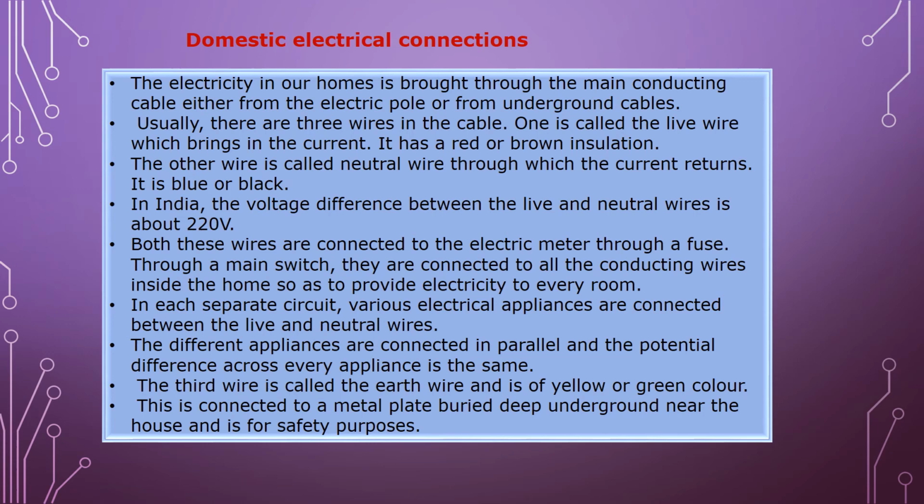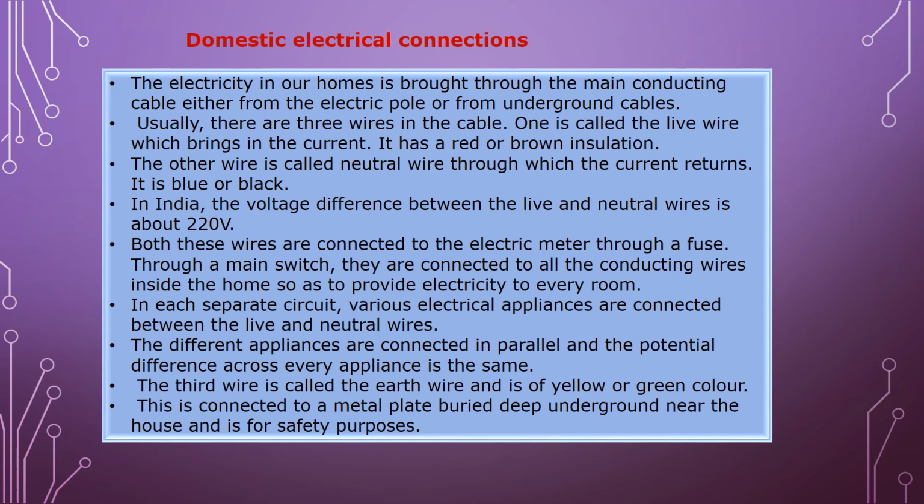The electricity in our homes is brought through the main conducting cable either from the electric pole or from underground cables. Usually there are three wires in the cable. One is called the live wire, which brings the current. It has a red or brown insulation. The other wire is called the neutral wire, through which the current returns. It is blue or black. In India, the voltage difference between live and neutral wires is about 220 volt. Both these wires are connected to the electric meter through a fuse.